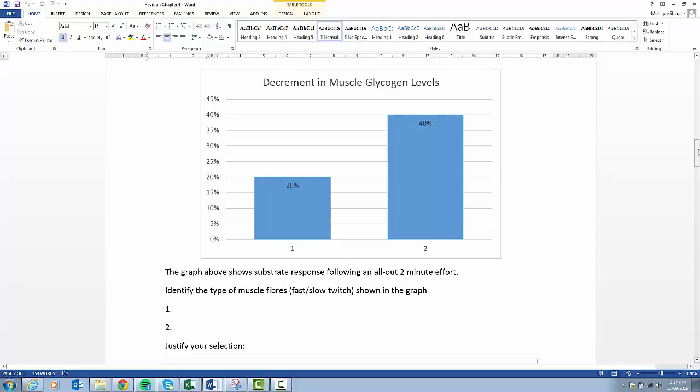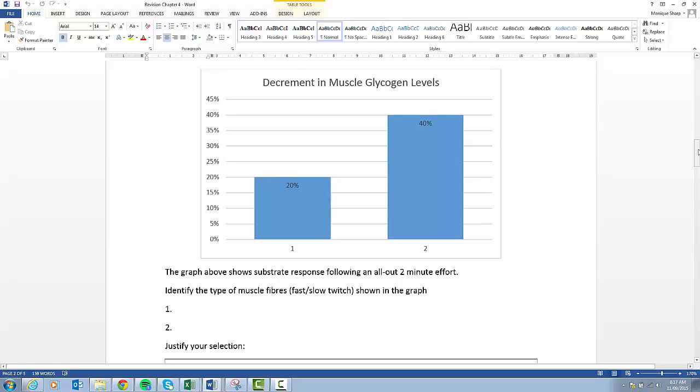When we go in a 2-minute all-out effort, which muscle fibers would you expect to be stimulated and used? Fast twitch or slow twitch? Fast twitch. So are you going to see a greater response in fast twitch or slow twitch? Fast twitch, exactly right. And that's your answer. So 1 would be slow twitch, and 2 fast twitch.